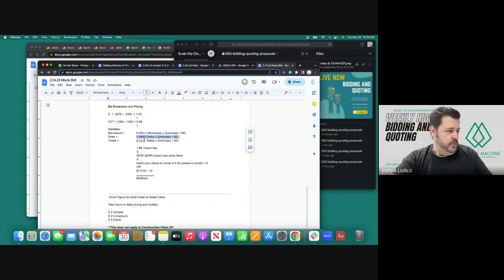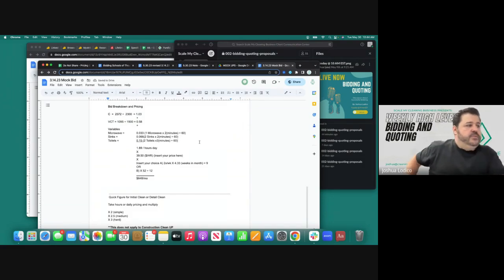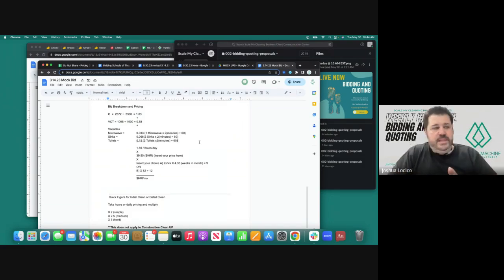And then the same for the toilets. And I have them misnumbered in here. Toilets. We've got 2 toilets in this equation. I got that misnumbered somehow. And they're 3 minutes apiece. So 2 times 3 is 6 divided by 60. And that brings us to our 0.15 in this scenario here.